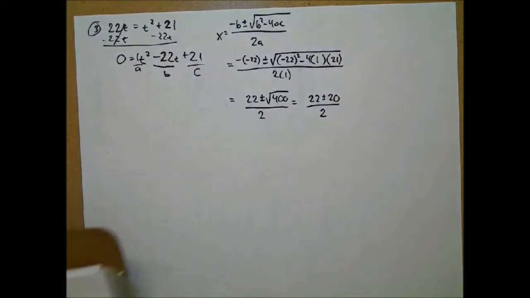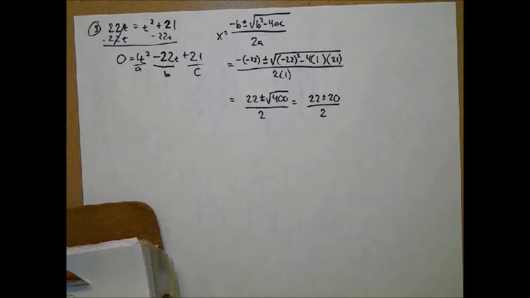Okay, 22 plus or minus 20 all over 2. Okay, now we're going to try and simplify this some more. 21. What about 21? Is that the answer to it? Oh, nope, we're not done yet. We'll get there. But yes, 21 is one of the answers, yes.